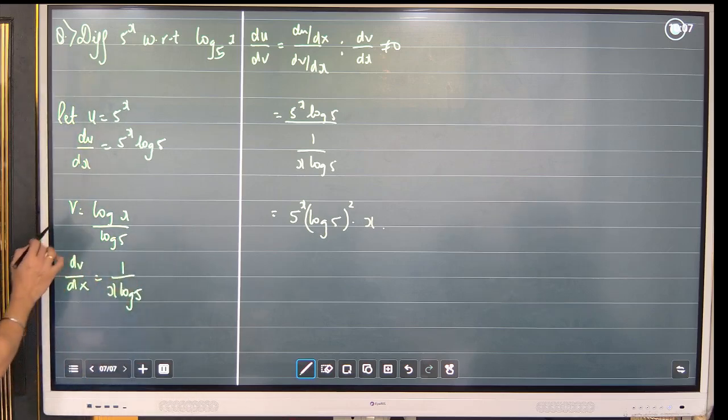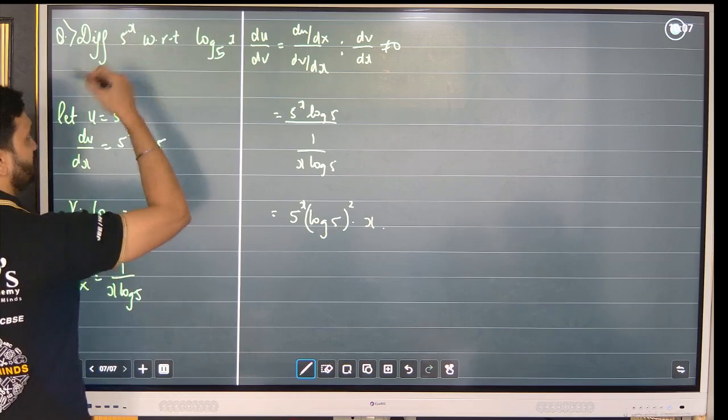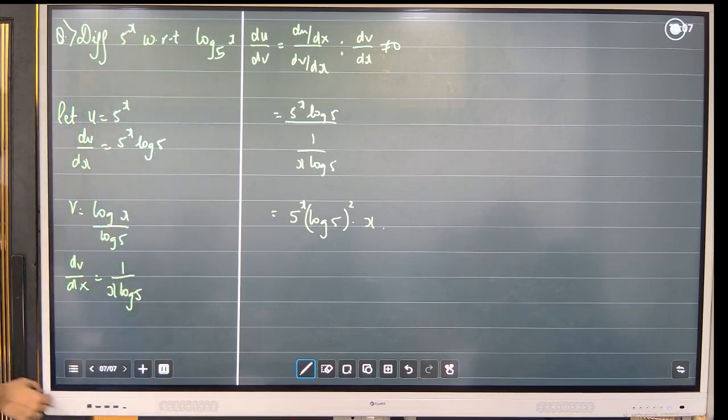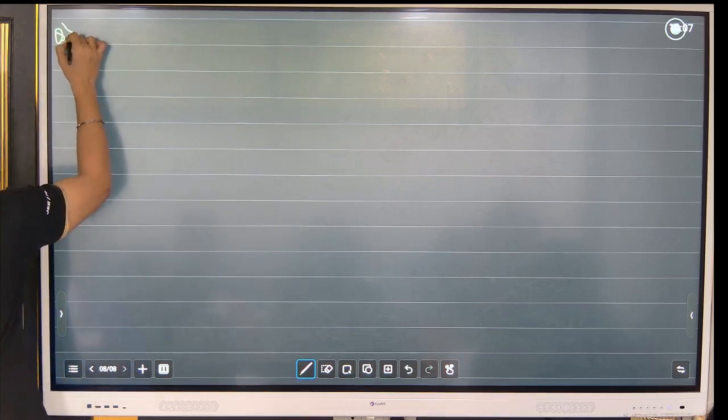Here there is no parameter. We consider u, we consider v, you find out du by dx and dv by dx, and then you find du by dv.